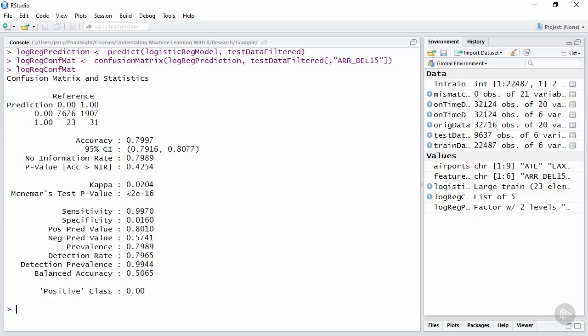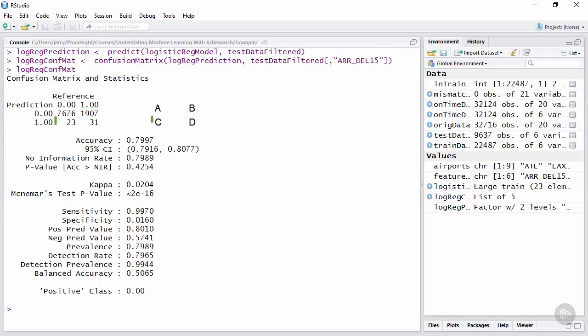The first set of statistics is a matrix that compares the predictive and actual values for delays on the prediction and reference axes. Let's label these values with letters so we can use them in equations. A is the number of flights in the test data that were not delayed when the model predicted they would not be delayed. B is the number of flights in the test data that were delayed when the model predicted it would not be delayed.